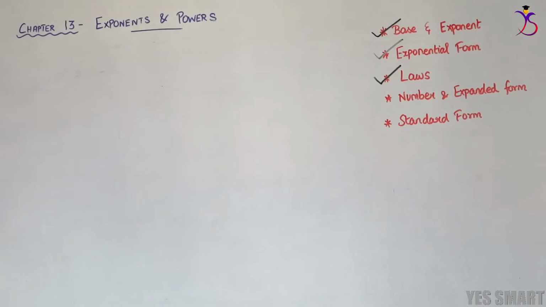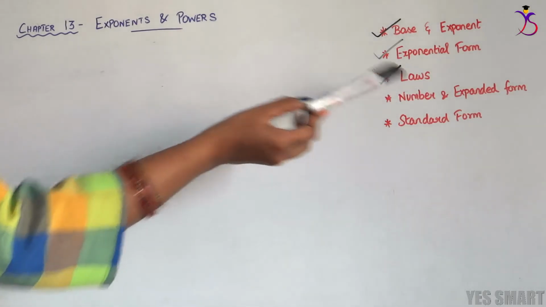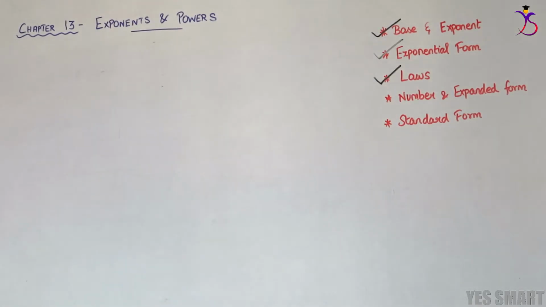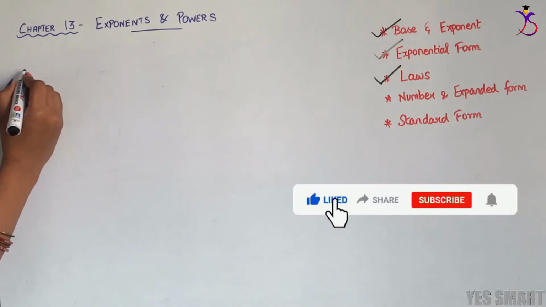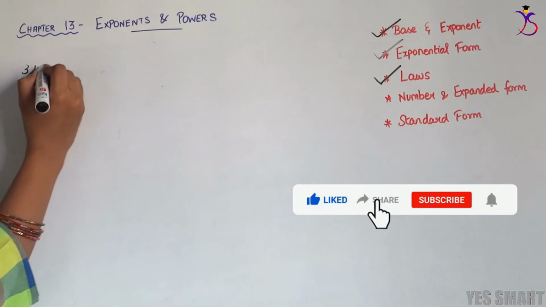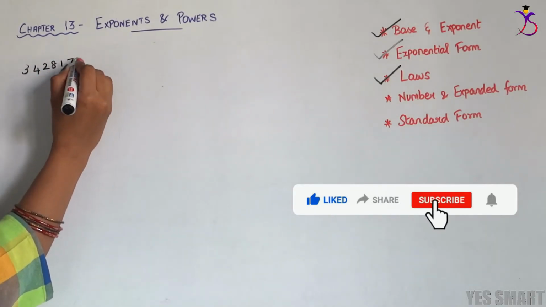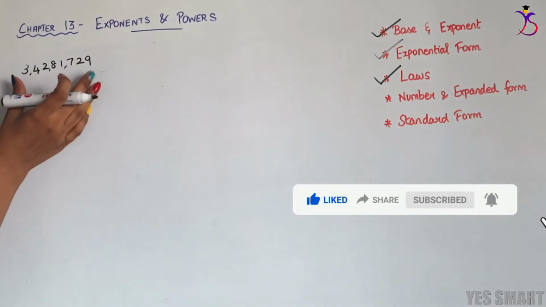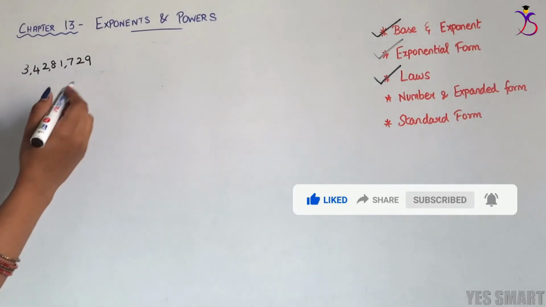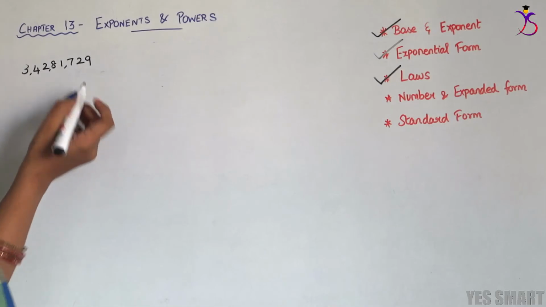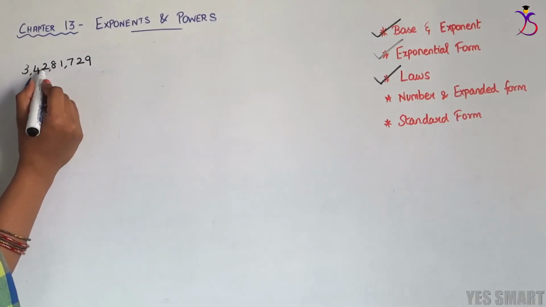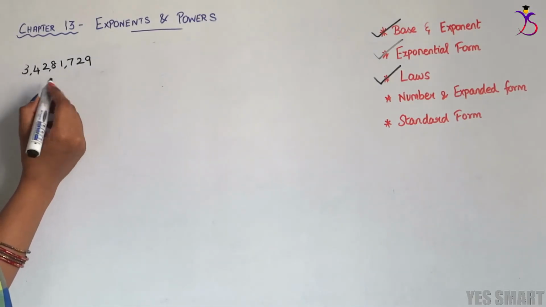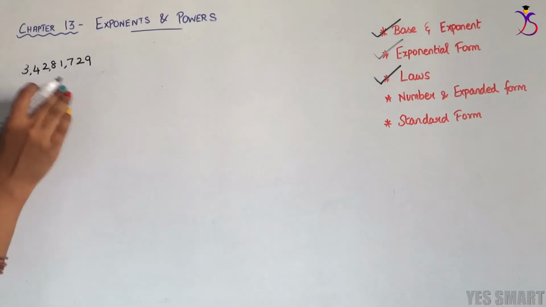Now let's look into the other concept, number and expanded form. As we have already learned in our lower classes, there will be a number, and we have to write its expanded form. So let's assume a number 34281729. Now we have to expand this. Ones, tens, hundreds, thousands, ten thousands, lakh, ten lakh, crore. We have to expand this with its respective number place.